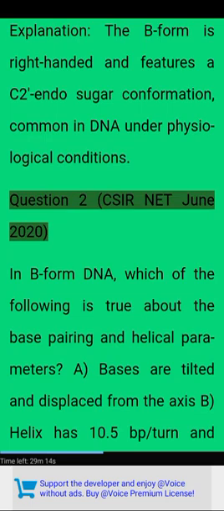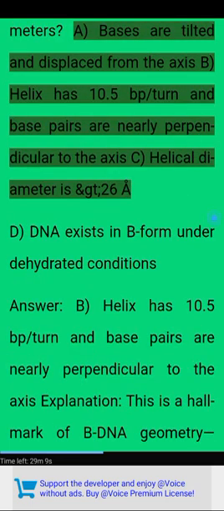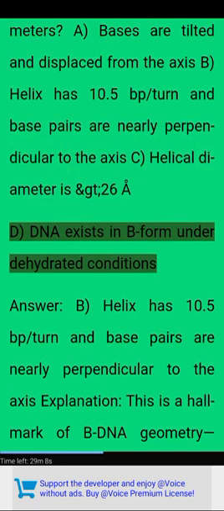Question 2, CSIR-NET June 2020. In B-form DNA, which of the following is true about the base pairing and helical parameters? A. Bases are tilted and displaced from the axis. B. Helix has 10.5 base pairs per turn and base pairs are nearly perpendicular to the axis. C. Helical diameter is greater than 26 Å. D. DNA exists in B form under dehydrated conditions.